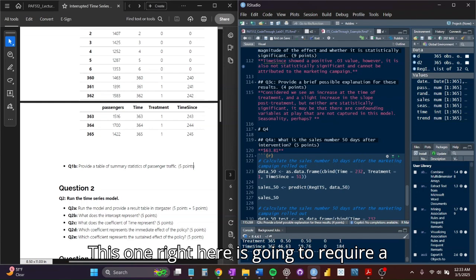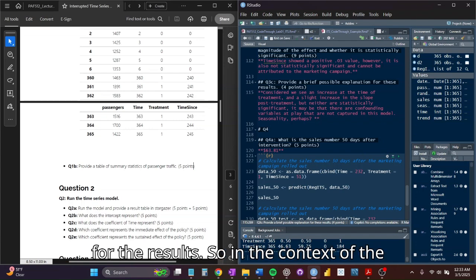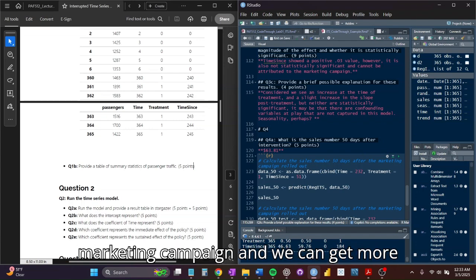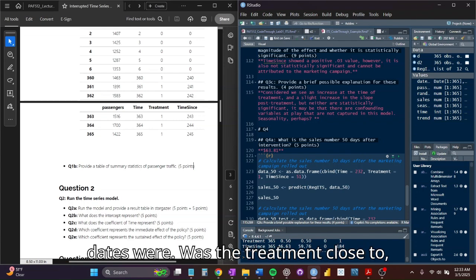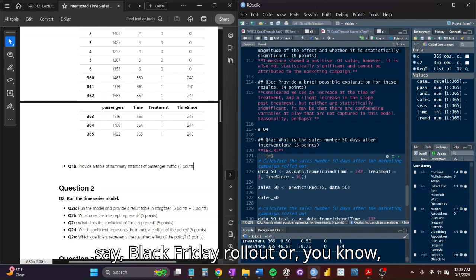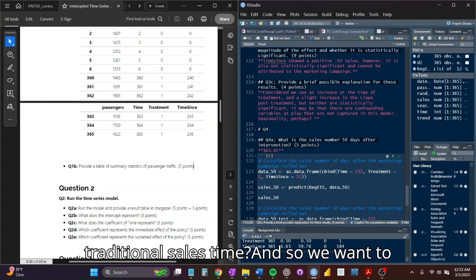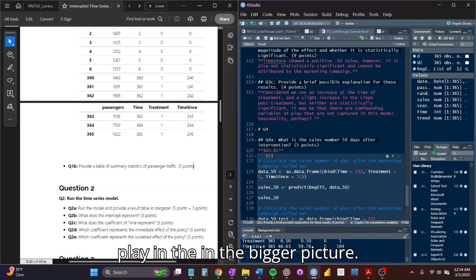This one right here is going to require a little bit more out of the box thinking. So I want you to really think about it and give me whatever your perspective is. In this situation, we want to provide a brief possible explanation for the results. So in the context of the marketing campaign, and we can get more nitty gritty with it, looking at when the dates were, was the treatment close to, say, Black Friday rollout or traditional sales time, and so we want to consider what other variables may be at play in the bigger picture.